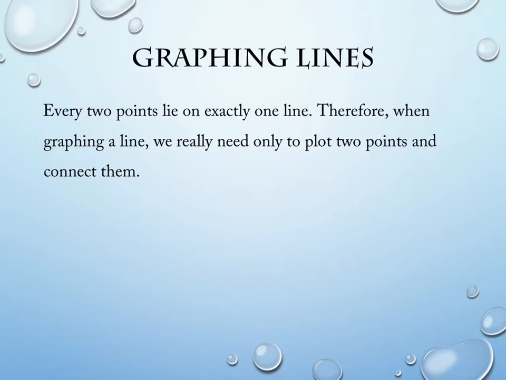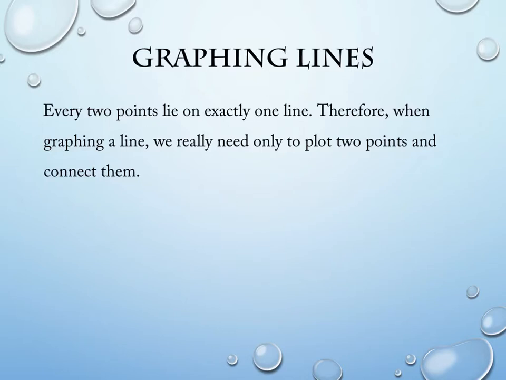Every 2 points lie on exactly one line. And because that's true, we really only need to plot 2 points to be able to graph a line. That's very unique. Every other graph, 2 won't cut it. It will not give you a picture of what's going on, but for lines, it's enough. So we're going to be plotting a whole bunch of lines.